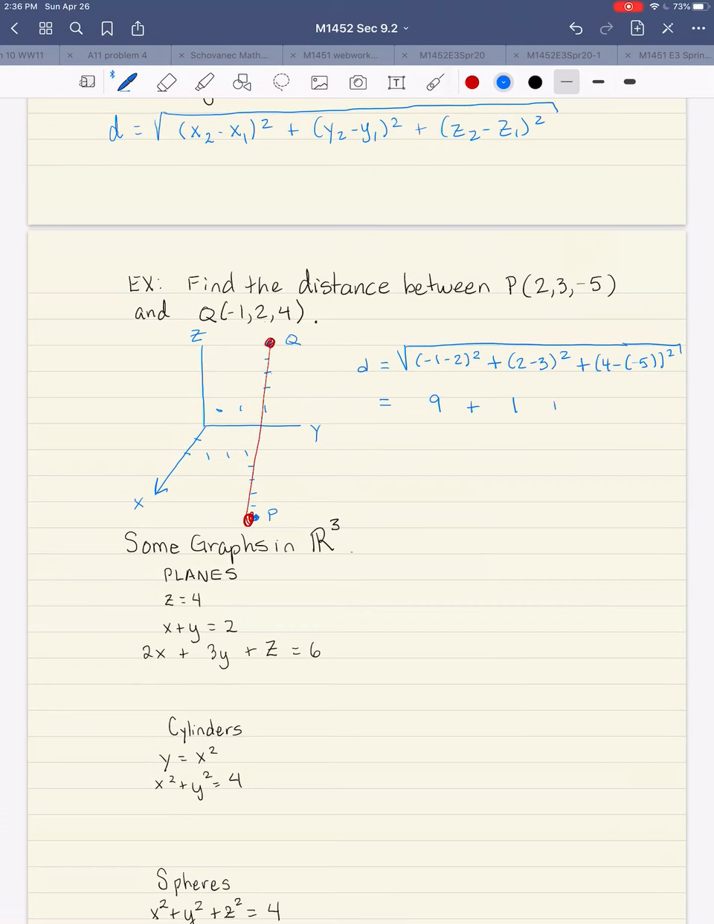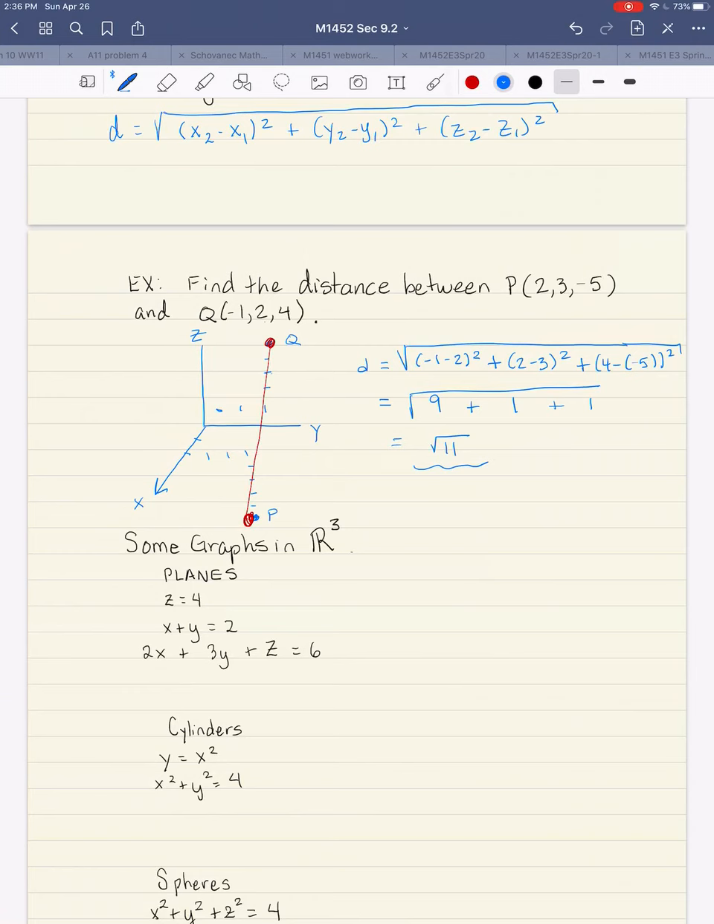So I've got negative 3 squared is 9, negative 1 squared is 1, 4 plus 5 is 1, 1 squared is 1. So the distance between those is the square root of 11. Distance is a positive number.